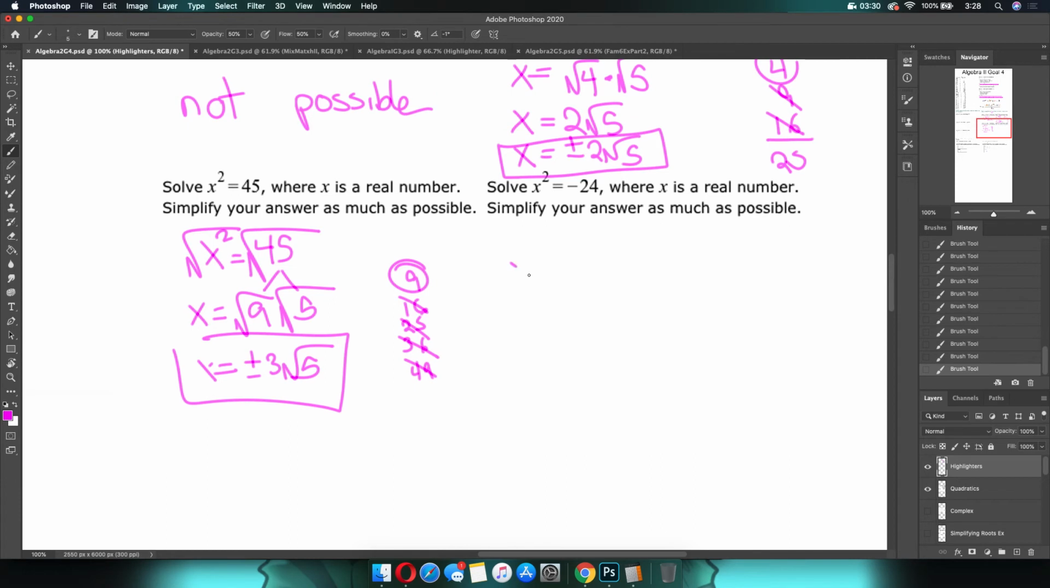And what do we have here? We have x squared equals negative 24. And oh no, I see you, negative sign, trying to trick me. I won't let you. This is another one that is not possible.